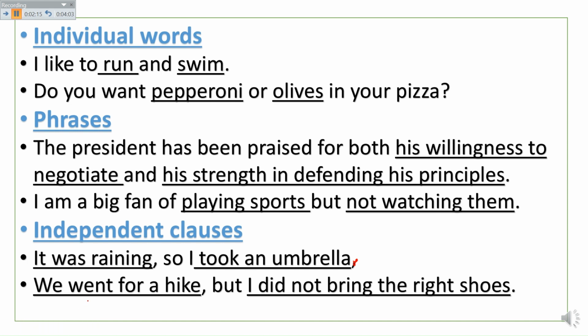We went for a hike, but I did not bring the right shoes. We went for a hike is an independent clause. We is the subject, went is the verb. I did not bring the right shoes is also an independent clause. I is the subject, did not is the helping verb, bring is the main verb. So it's also an independent clause. Since they are independent clauses, we will use a comma before the coordinator. So let's see how many types of coordinators there are.